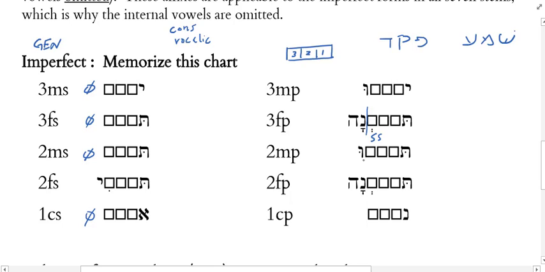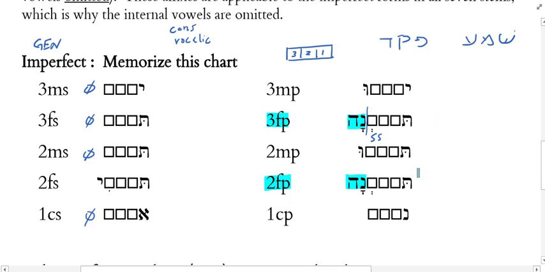Okay, if I want to speak to or about you plural doing something in the imperfect, I use a prefix tav if it's masculine and a shureq, and if it's feminine, it's a prefix tav and a nah ending. Okay, so I want you to pay attention to the patterns here. The only place I have the nah personal endings is when my subject is what gender? Feminine and plural, right?